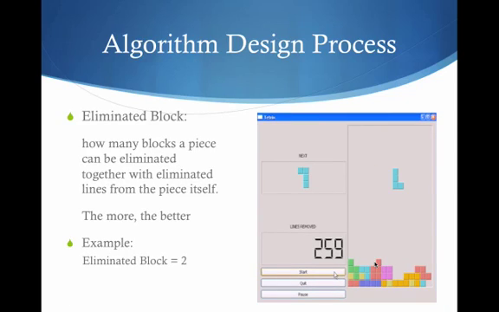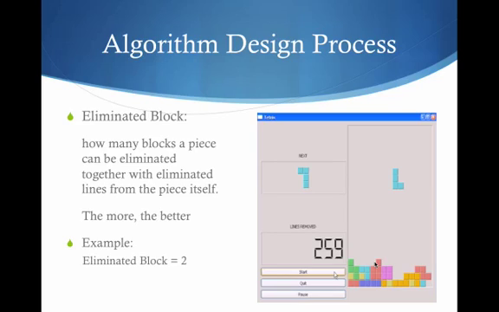The next consideration is eliminated blocks. For a piece, we want to add the minimum blocks onto a pile. Thus, in the meanwhile of eliminating lines, the more blocks are eliminated, the better. In this way, the placement that can eliminate the most blocks while eliminating lines will be considered the best choice. That's why I introduced this consideration here.